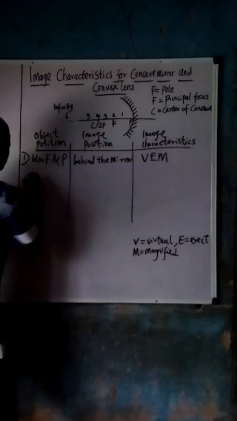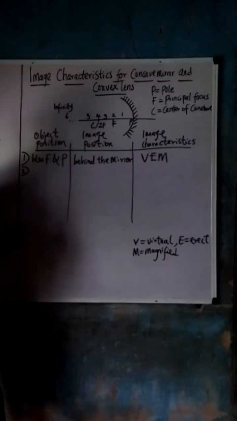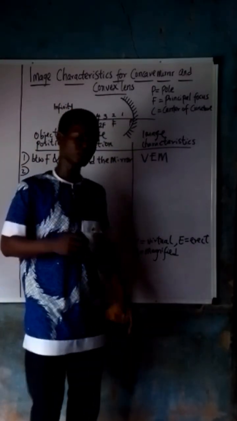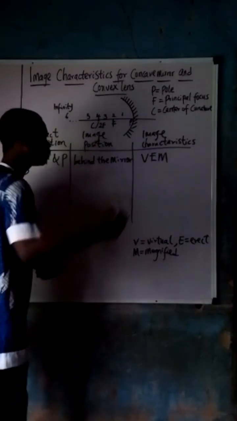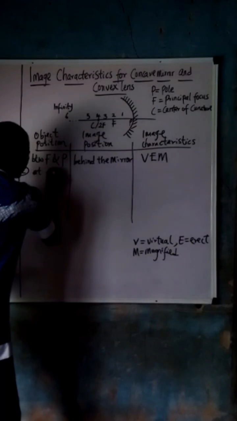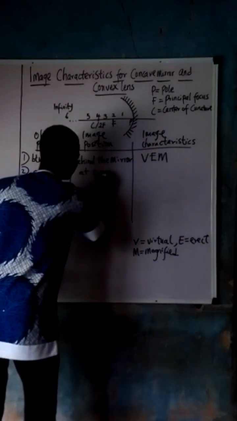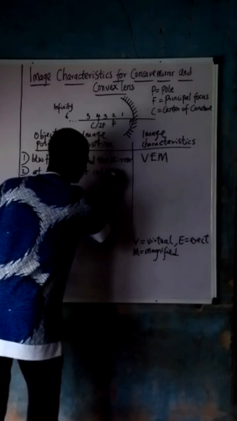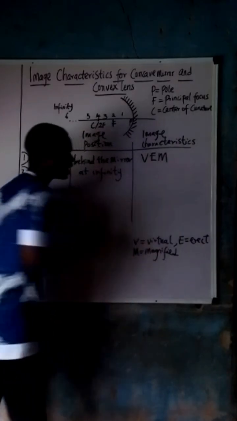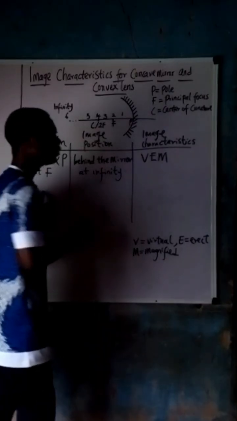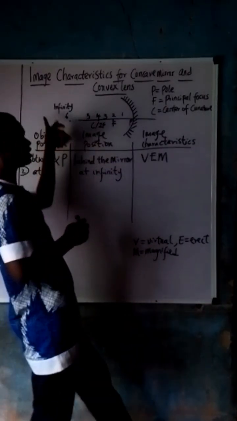So let's progress. Position 2. What if the object was placed exactly at the principal focus? Where will the image be and how will it look? So at F, our image will be formed at infinity. I want you guys to be observing the trend as we progress. Now, how will this image that is formed at infinity look?